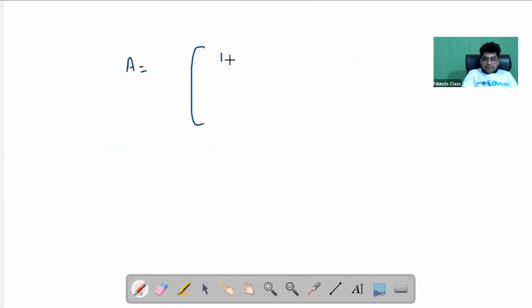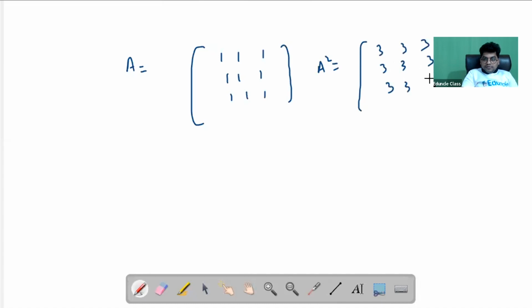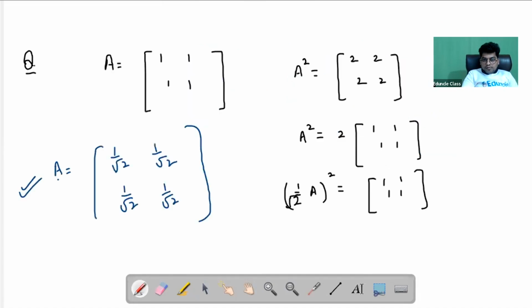If I give you this problem, A is equal to the matrix of all 1s. What is A square? I think all entries 3. देखो ये आएगा. So can I write that as 3 times A? But this is wrong, na? See, wait, this is wrong. Our answer is wrong.